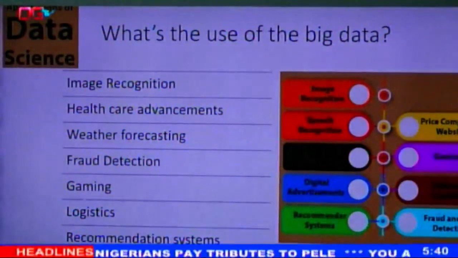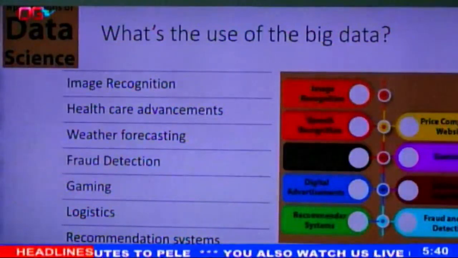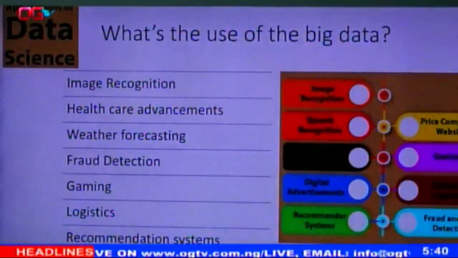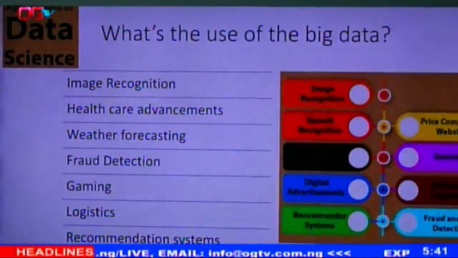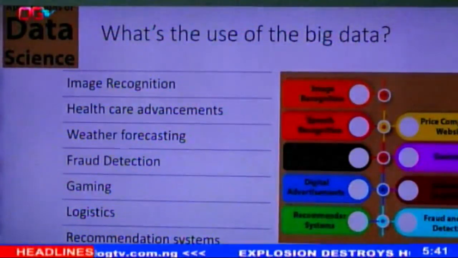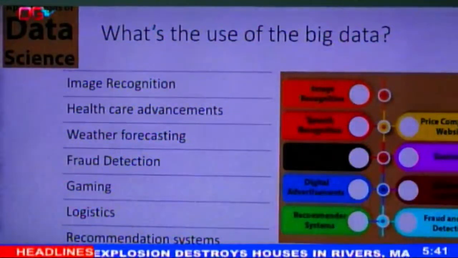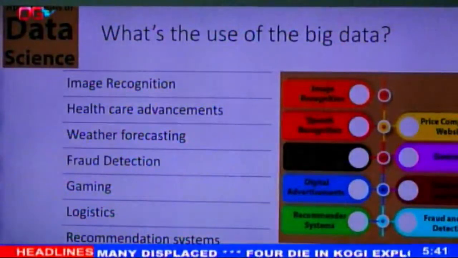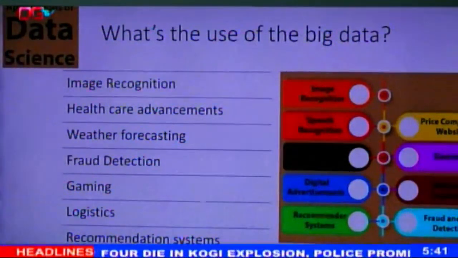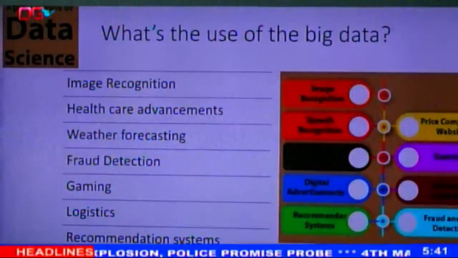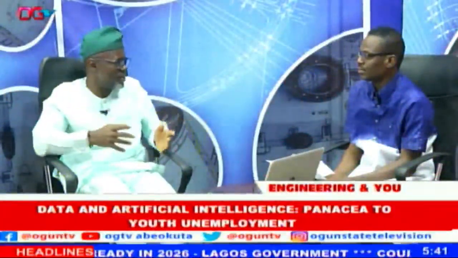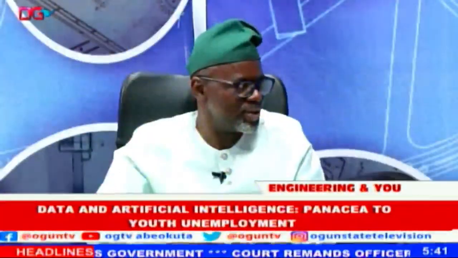Fraud detection, gaming, logistics, recommender systems. For example, if you go to some of these e-commerce sites, you browse, probably you try to buy a phone or a TV or something like that, and you find out that when you get to another website, it starts showing you other types of phones, or other things that are related to what you just checked on a different site.